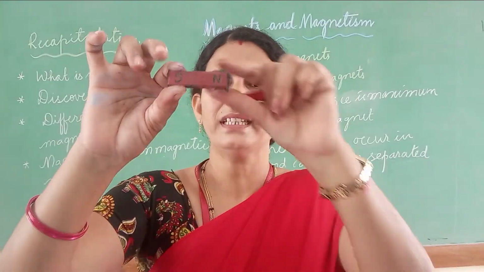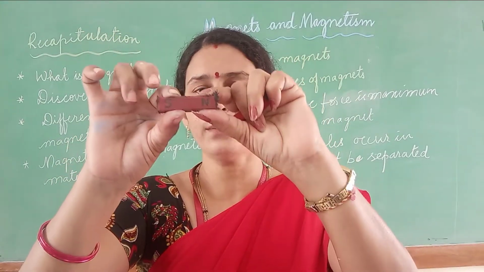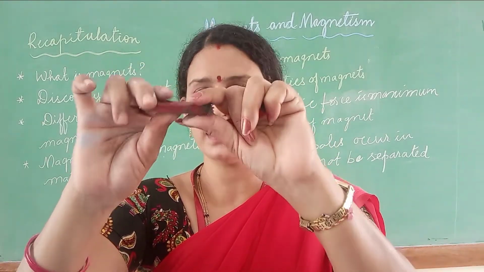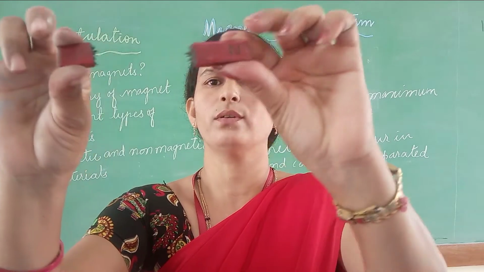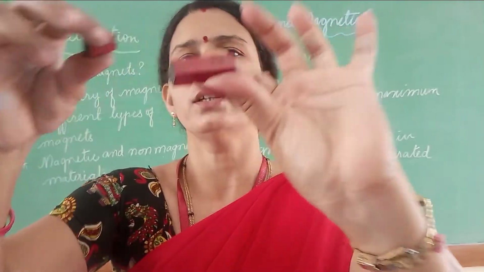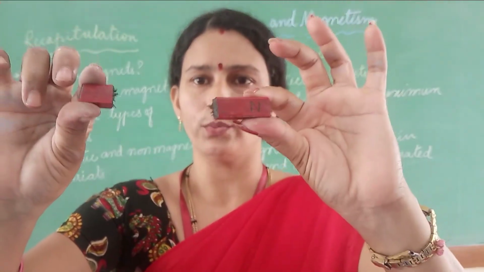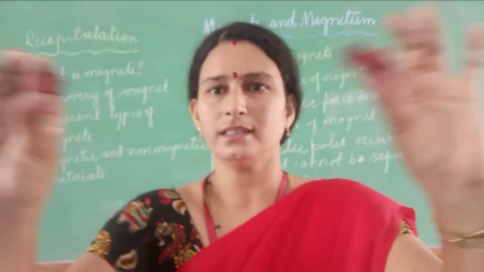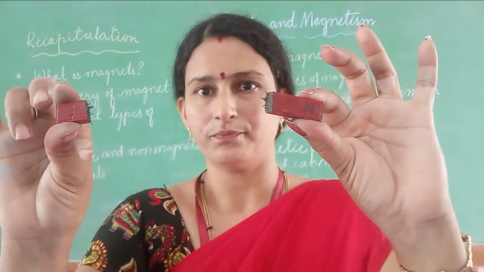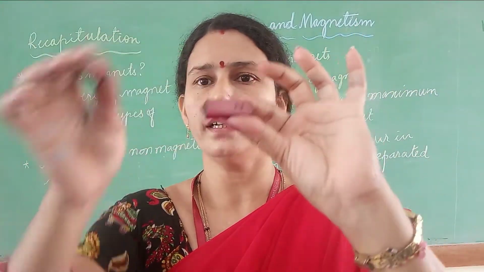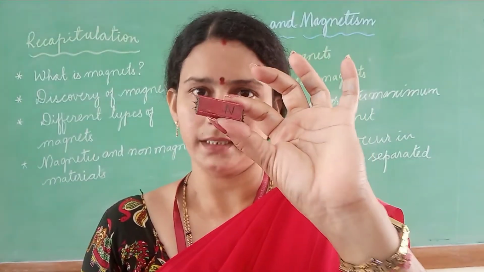See here, when this bar magnet is broken, here you can see the magnet is broken. Here north pole and here south pole. So you can think that these two poles have got separated. So now south is here and north is here. No, it is not like that.